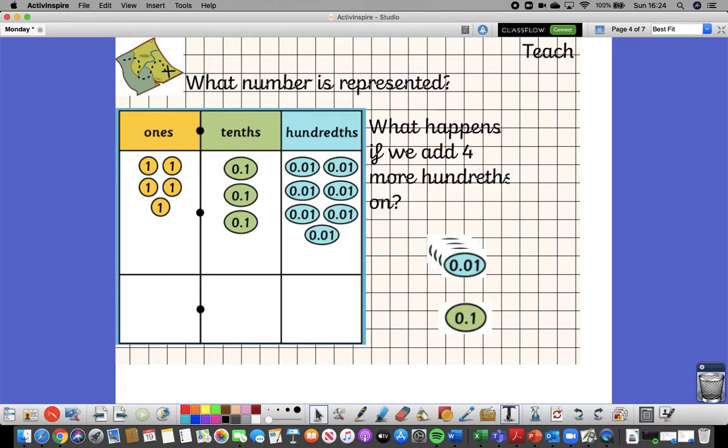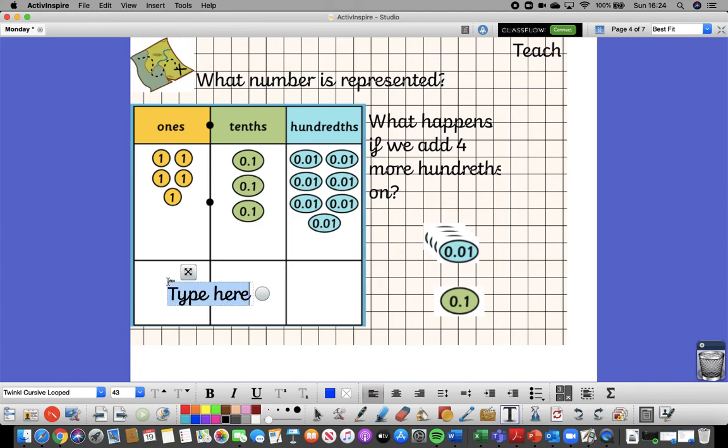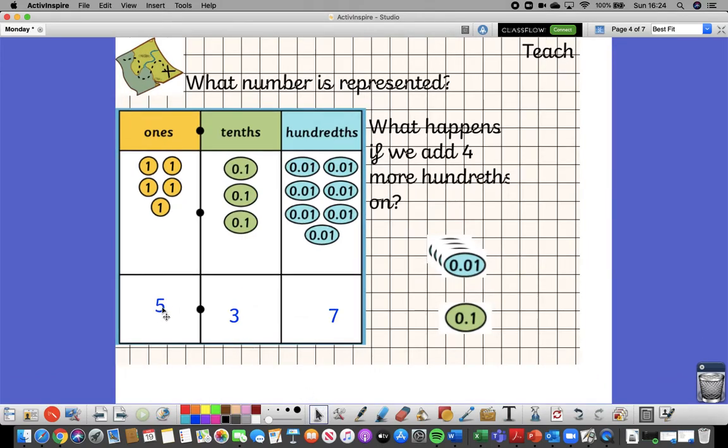Okay, so the number you should have is 5.37, because we've got 5 ones, 3 tenths and 7 hundredths. Okay, so the question that I'm going to ask you now is to think about what would happen if we had 4 more hundredths onto our hundredths column. Okay, so I'm going to show you visually on here. So we currently have got 7 and I'm going to add 4 more on.